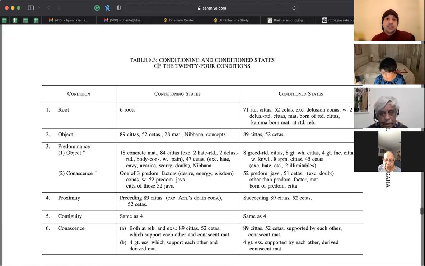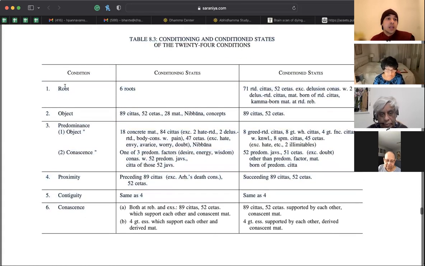Conditioning and conditioned states of the 24 conditions. One, hetu paccaya, root condition. The root condition enacts itself with the support of the six roots, right? Enacts itself with the support of the six roots: lobha, dosa, moha, alobha, adosa, amoha.